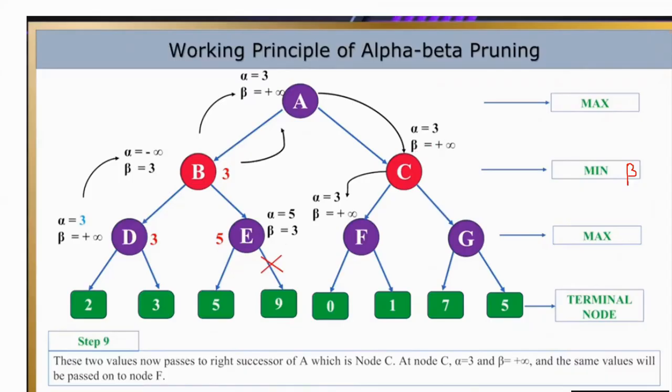So here, see, these two values now pass to the right successor of A, which is node C. Alpha is 3, beta is plus infinity, and the same value will be passed to F also, right? Like we came up to here, then we started the same thing. We want to come up to here, then we have to start because here I don't have any value to check, right? So that's why I am passing the value to here. That same value will be passed to the node F.